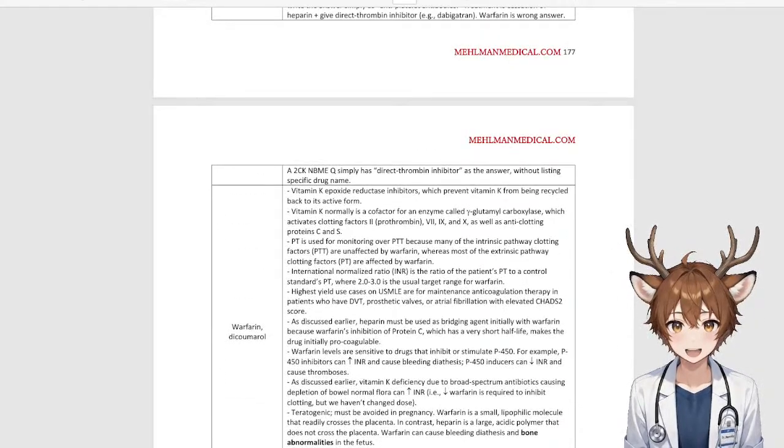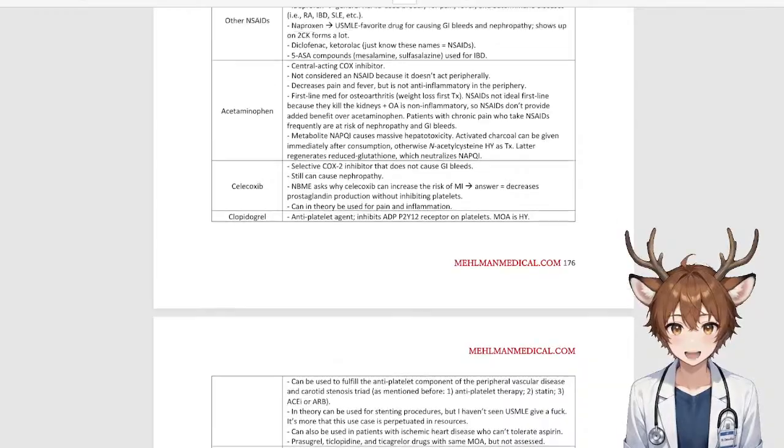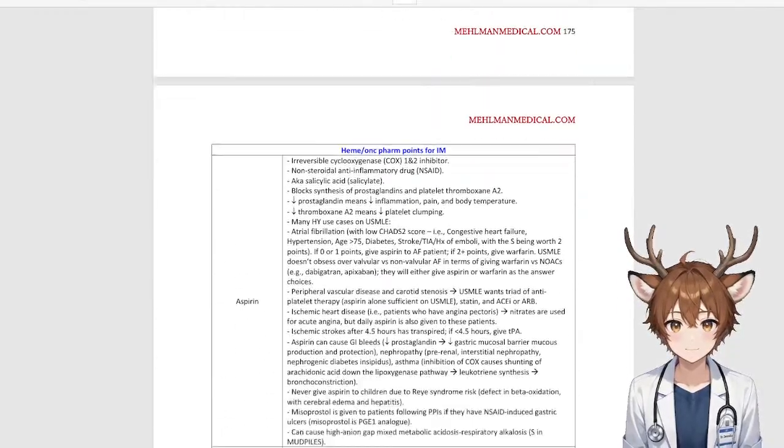Am I out of bounds on that one? What does the AF mean in this context? We're talking about, I don't know.